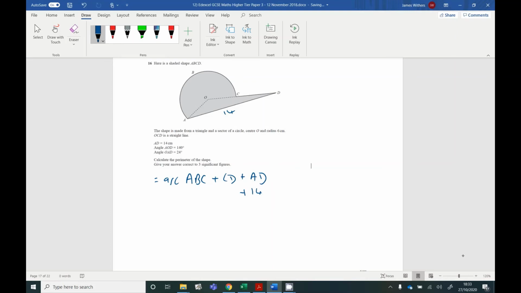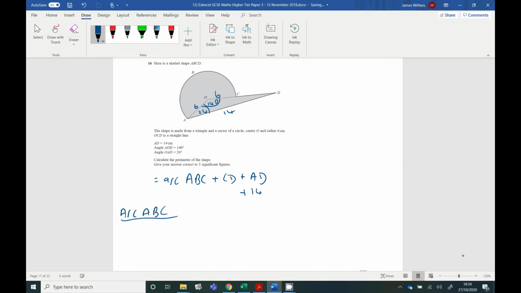We know that angle's 24. And we know that that angle is 140. And we know the radius is 6. So let's start off by trying to work out the length of the arc AB to C. The arc AB to C.